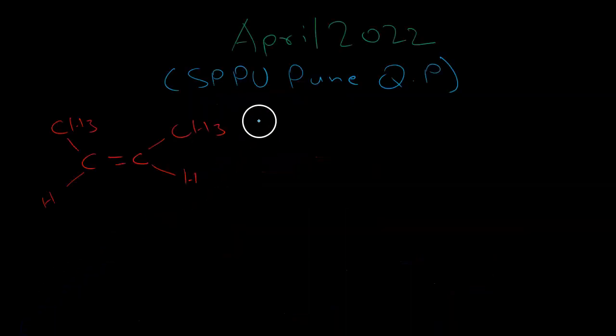This was the example asked in April 2022 in Pune University. There were 3 examples, so we will see the very first example. In this we have to firstly assign the priorities. It should be a geometrical isomer, a carbon-carbon double bond, where you can assign the priorities.